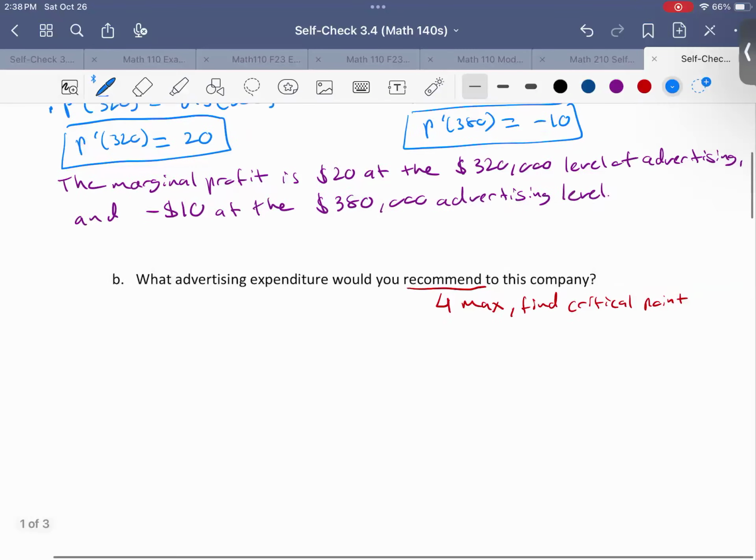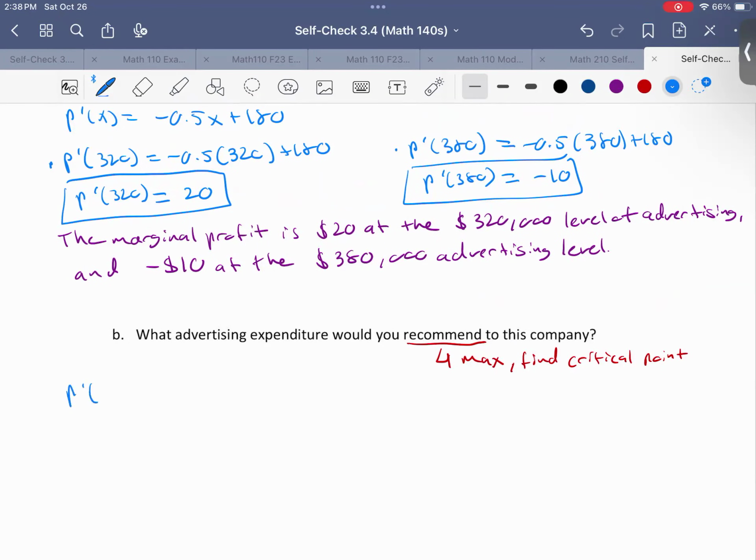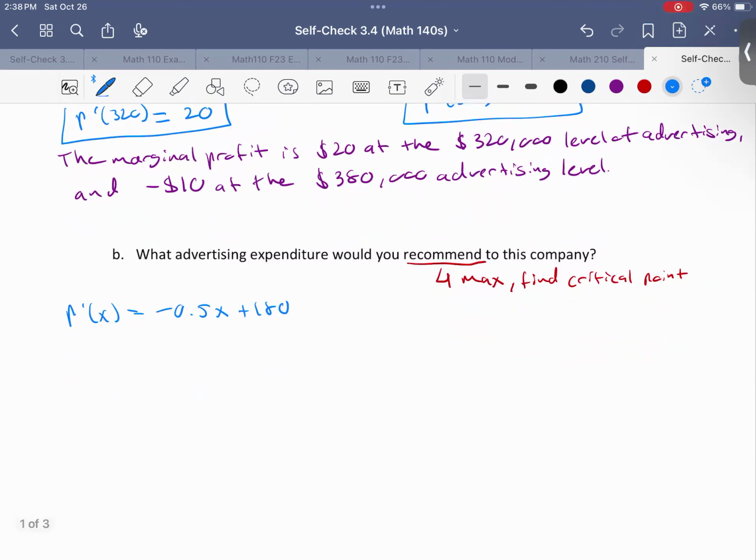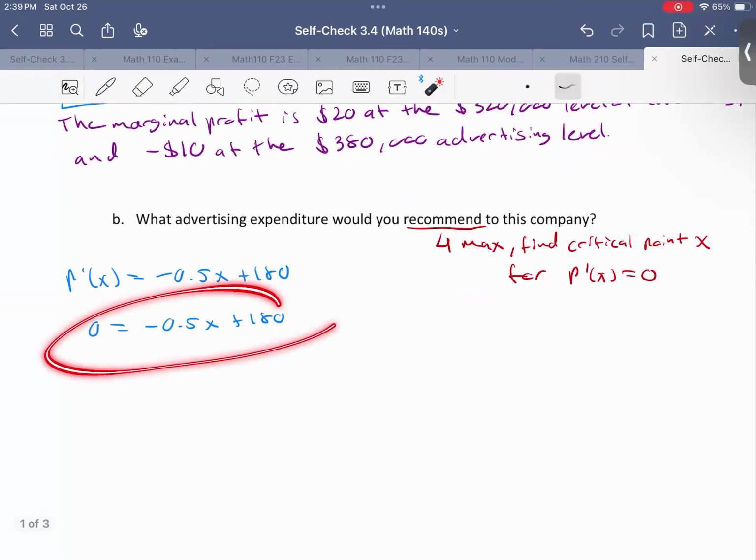So what I need to do is take our derivative, right? It's P prime of x equals negative 0.5x plus 180. I need to set this equal to 0 to get that critical point, to get that max value. So 0 equals negative 0.5x plus 180. Maybe make a note right here, P prime of x equals 0. Okay, critical point, just to kind of clean up that wording. But okay, so we have this set up here. Let's go ahead and solve for x.